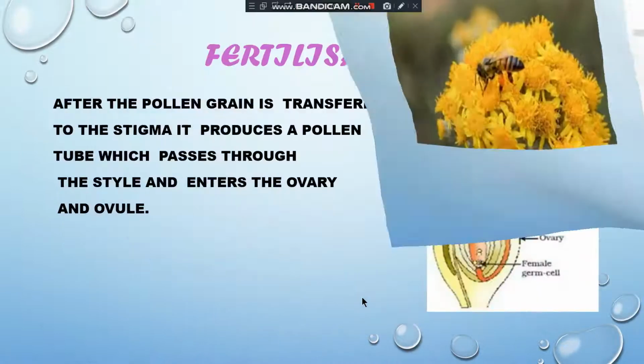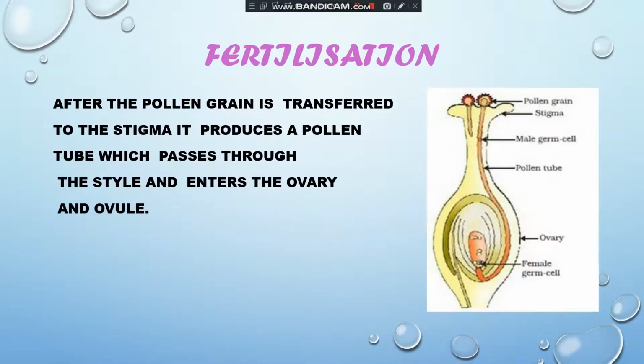Now the next, what happens after the pollination? After the pollination, the pollen grain is transferred to the stigma of the flower. You can see over here the pollen lands on the stigma of a flower. Then the pollen starts developing a tube. This tube is called the pollen tube. Because why is pollination necessary?